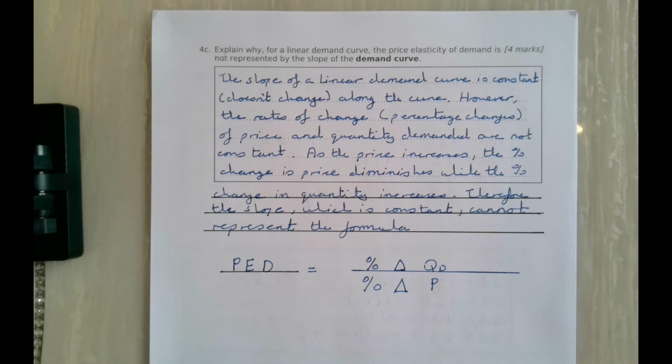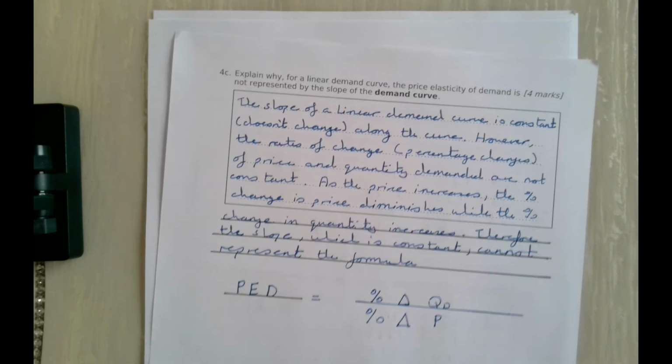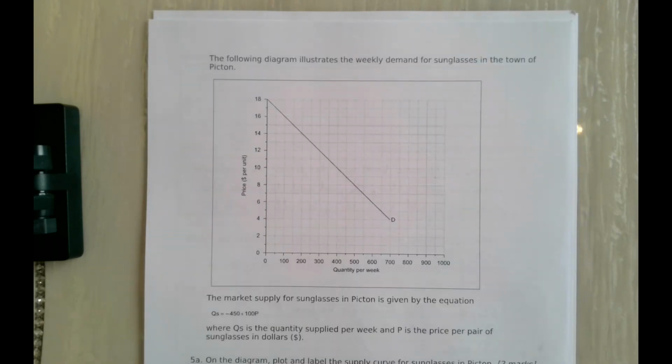The slope of the demand curve is constant. It doesn't change along a linear, a straight line curve. However, the rates of change, the percentage changes of price and quantity demanded, are not constant. As the price increases, the percentage change in price diminishes, while the percentage change in quantity demanded increases. Therefore, the slope, which is constant, cannot represent the formula for PED, which is the percentage change in quantity demanded over the percentage change in price. I honestly feel that is probably as much attention as should be intelligently given to that question.